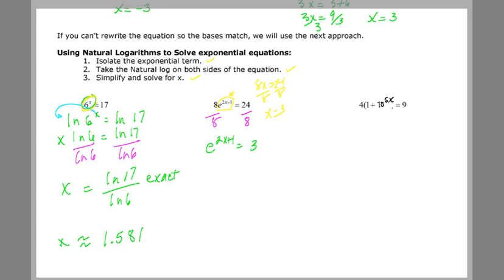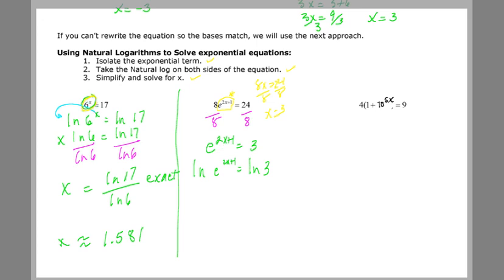That e is still there. I can't get rid of it. The only way I can get rid of this e, which is a base, is to take the log of both sides. So we're going to take ln of both sides. ln just works really nicely for this one.